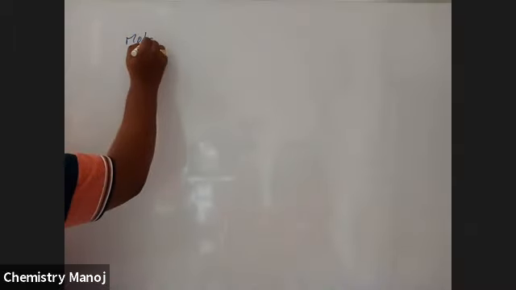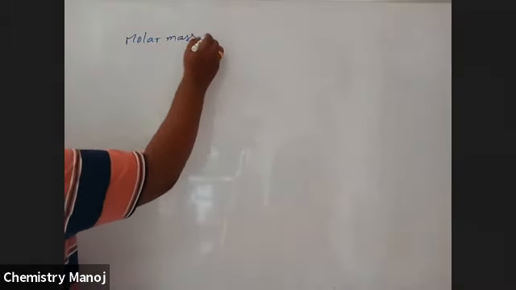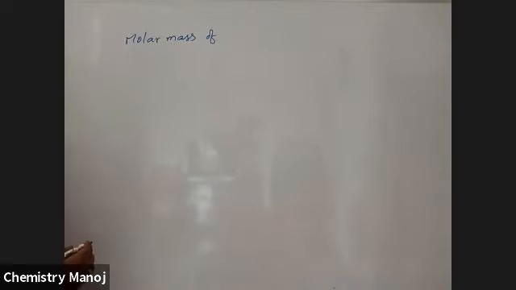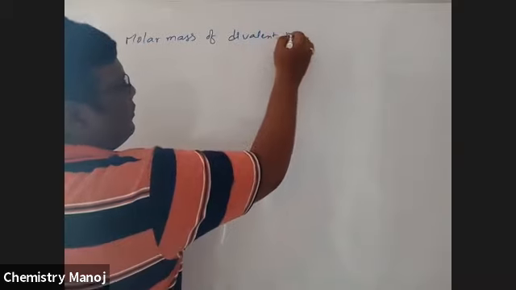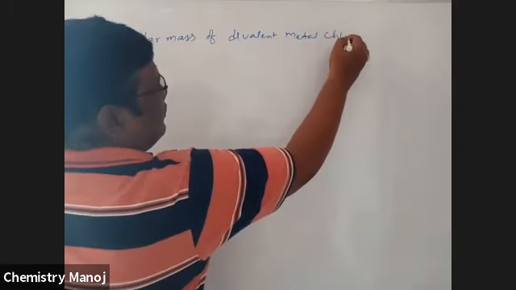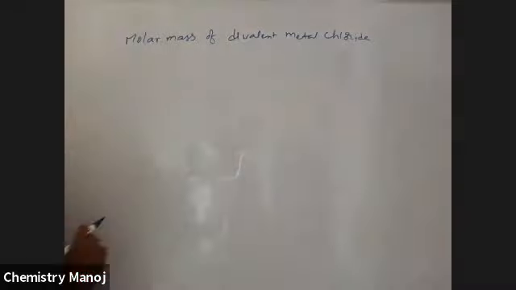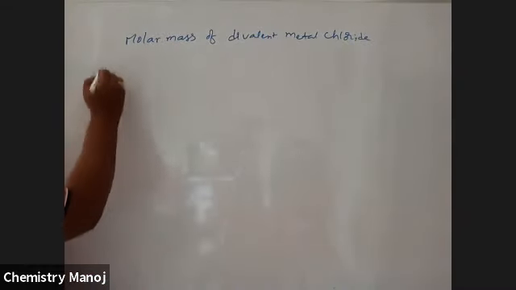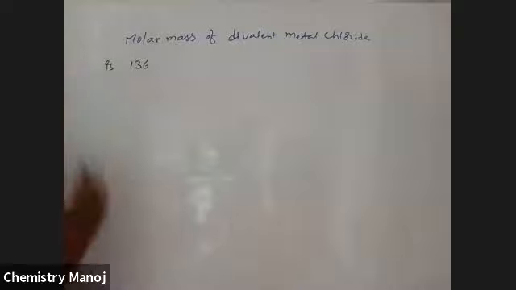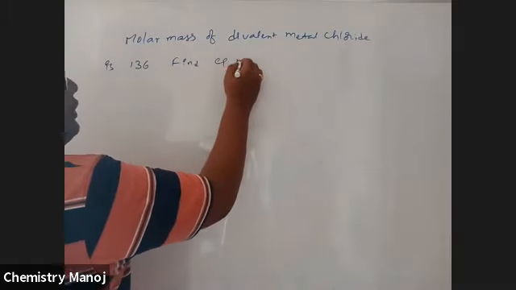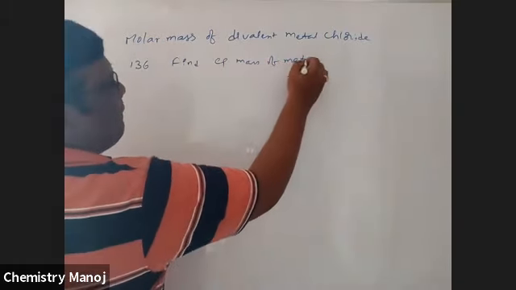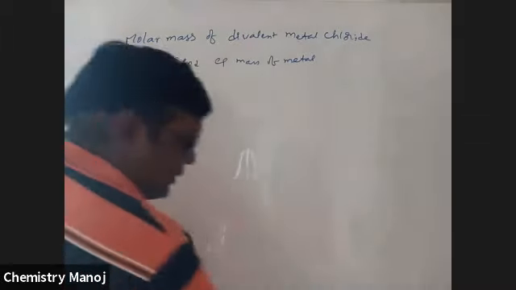Next one. Molar mass of divalent metal chloride is 136. Find its equivalent mass of metal.